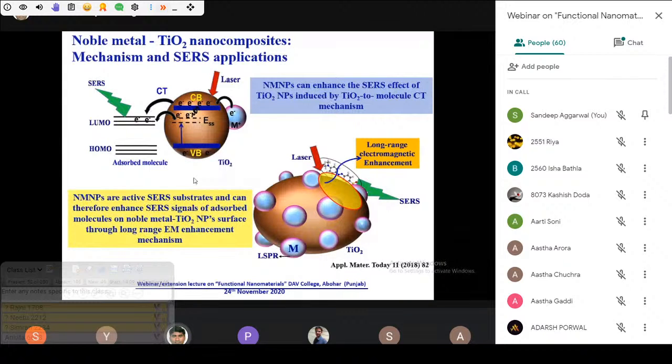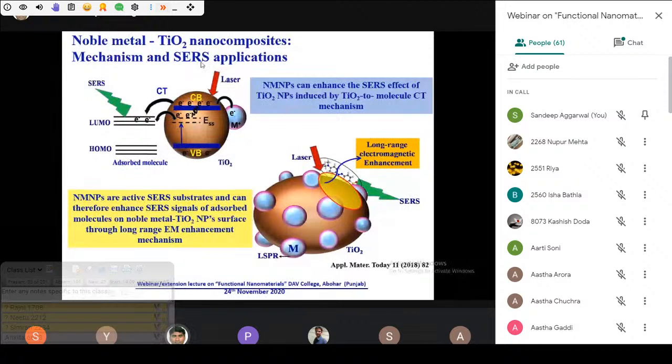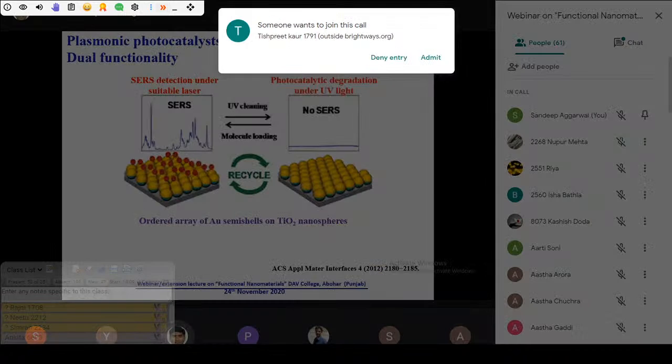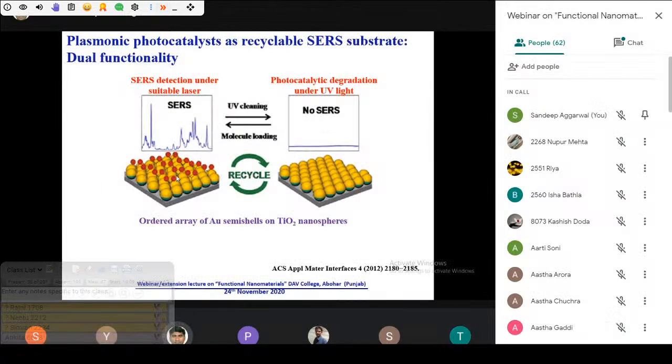This is just the same kind of material used in application of SERS, surface enhanced Raman sensing application. This is also very important, and I need to discuss a little more here: if we have a combination of this metal oxide and noble metal, then this kind of combination could be used as a recyclable material. Why? Suppose we have noble metal on the surface and it gives SERS sensing.